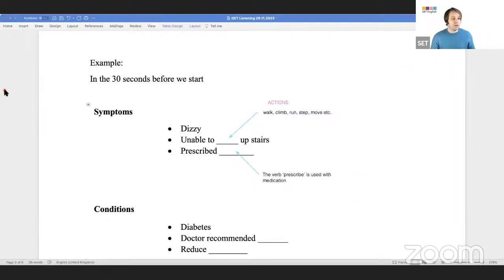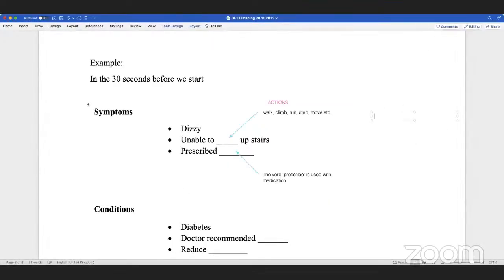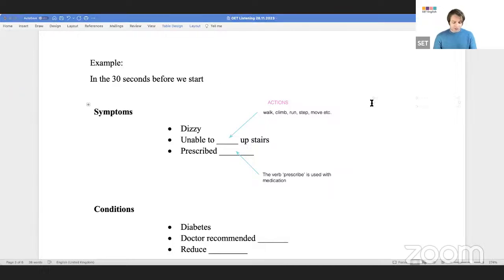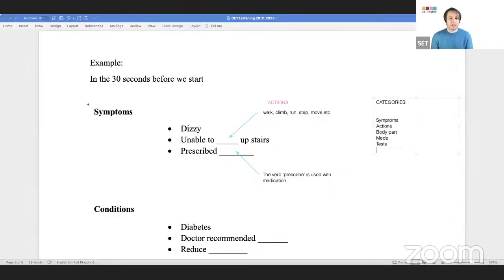And I'm just going to review. I've been teaching OET 5 years. I've seen many, many exams. It's always the same categories, always. Maybe there are 12, maybe 10. What are the categories we always see? We always see symptoms, for example. We always see actions. We always see medication. Body parts. What else? Time. Some test, like blood tests or something like that. What else? Time. Conditions. Communication.